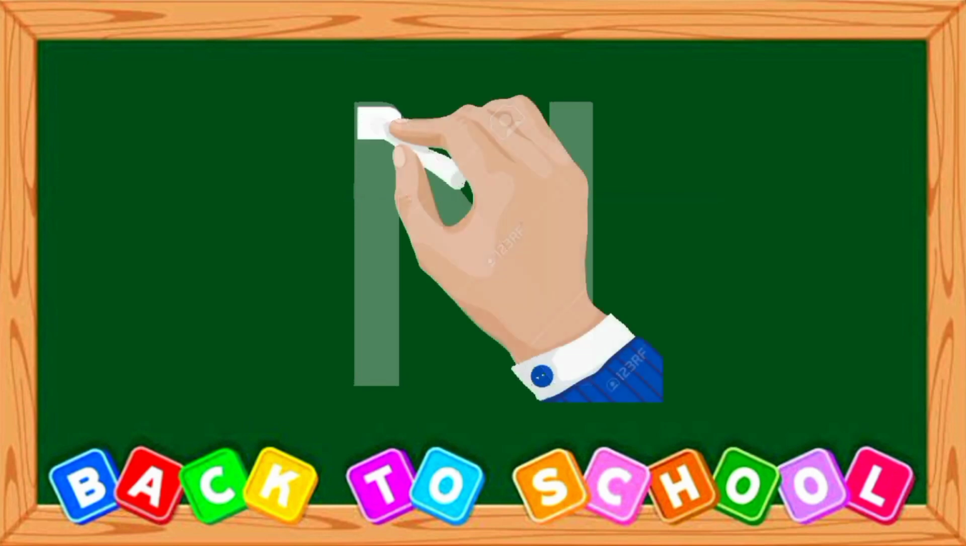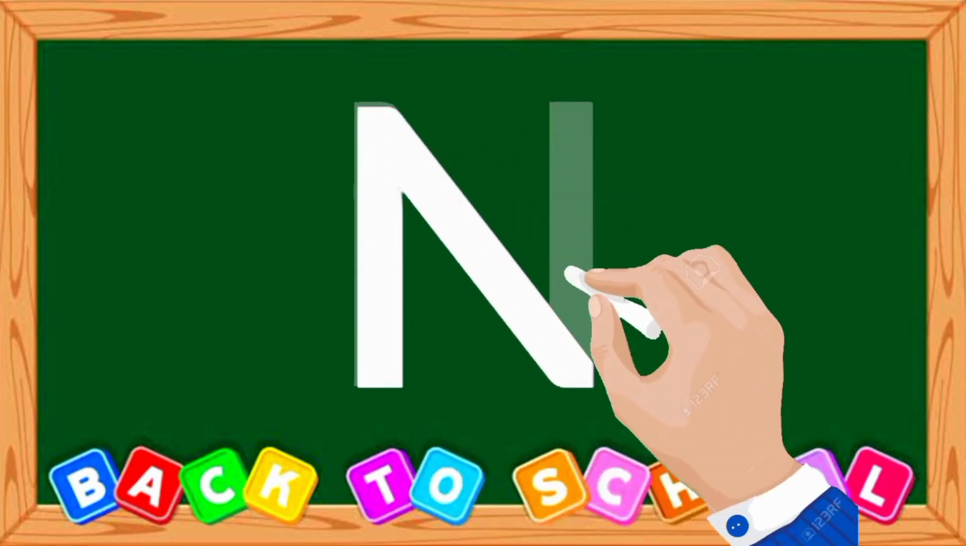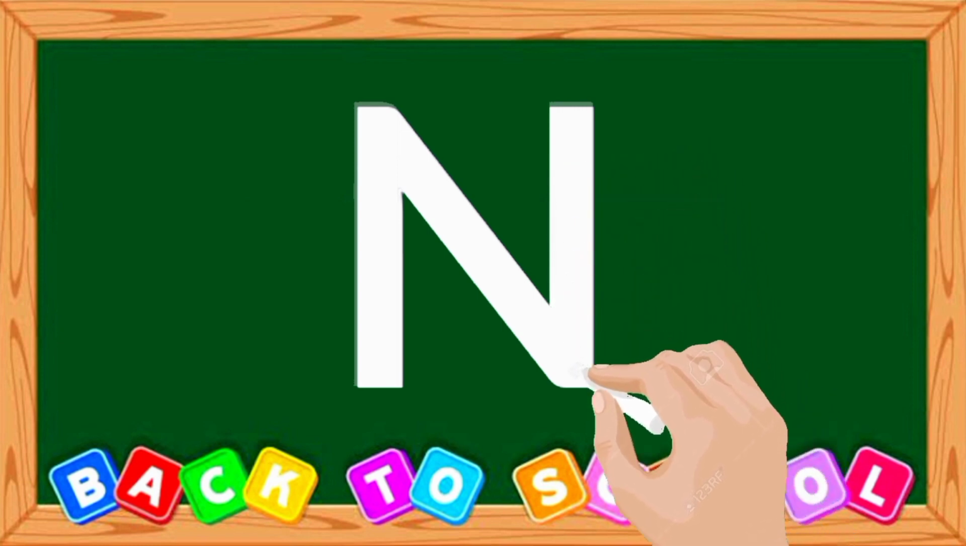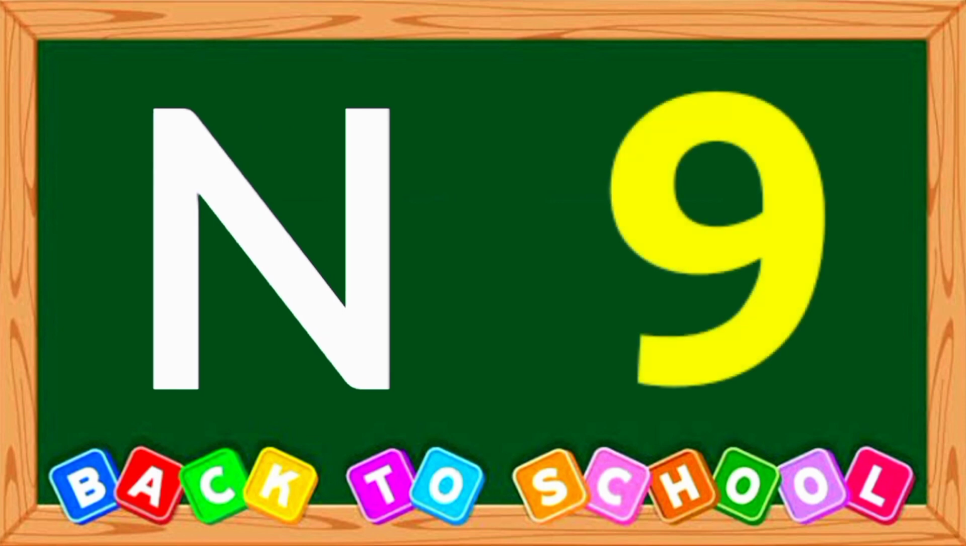Letter N. One standing line and a slanting line towards the bottom and one standing line to the top makes my letter N. N says N as in nine.